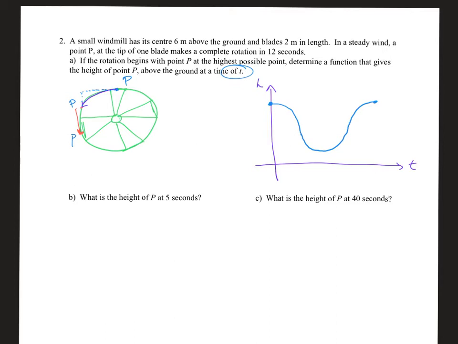Okay, I'm going to get rid of my really crude windmill over on the side. And what I'd like you to do right now is, on that graph, label the maximum value, the minimum value, and the period of your graph. So pause the video now, go ahead and do it.